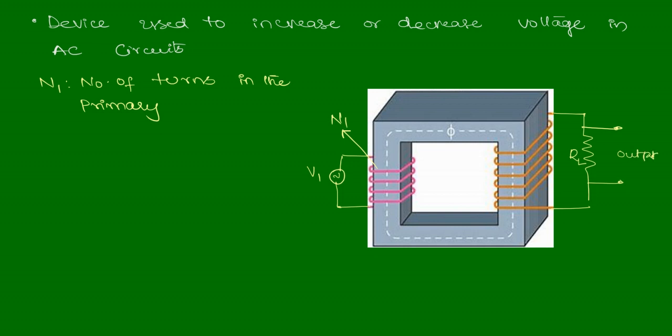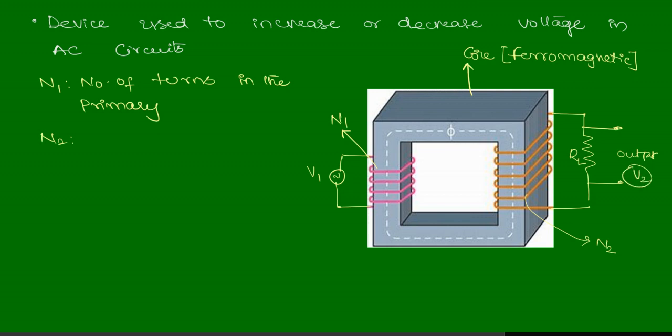So we'll have two coils, and these two coils are not directly connected, but they are wound on a ferromagnetic core. The same core will be there for both of them. This will be a core generally made up of ferromagnetic material. N2 represents the number of turns in the secondary coil, and the output voltage will be represented with V2.